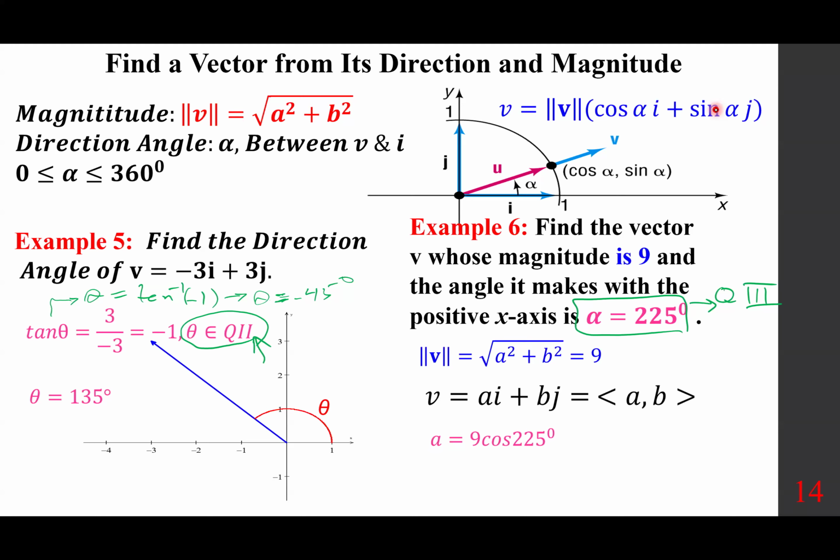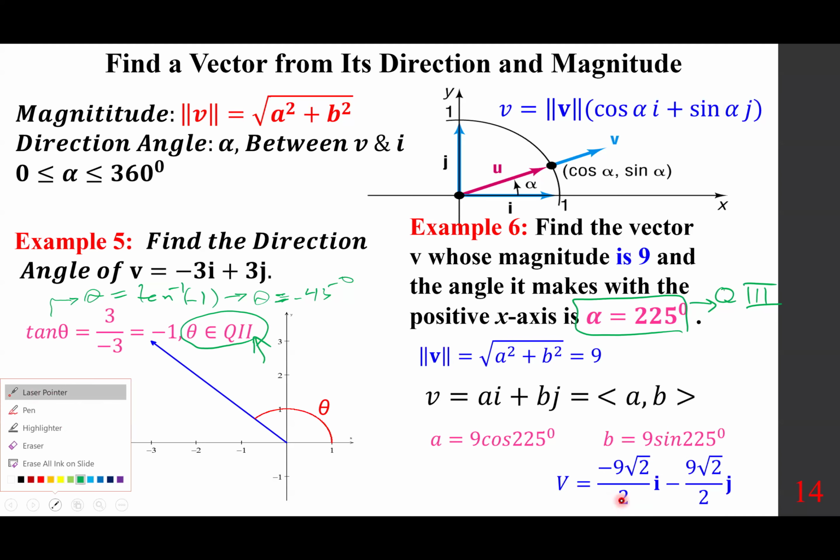And B is 9 sine of 225 degrees. And remember, at 45 degrees, sine and cosine are the same, square root of 2 over 2. But in the third quadrant, both of them are negative, negative square root of 2 over 2. So we get V equals minus 9 square root of 2 over 2 i minus 9 square root of 2 over 2 j.